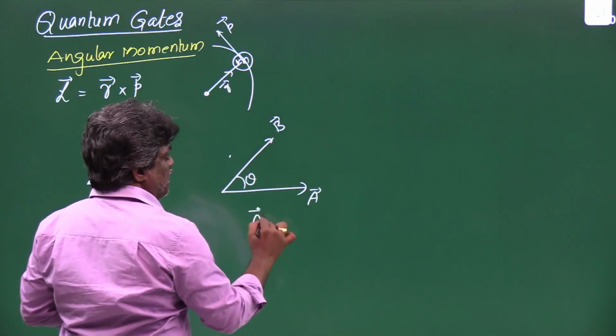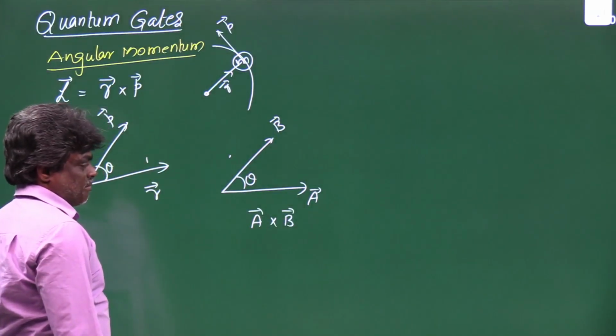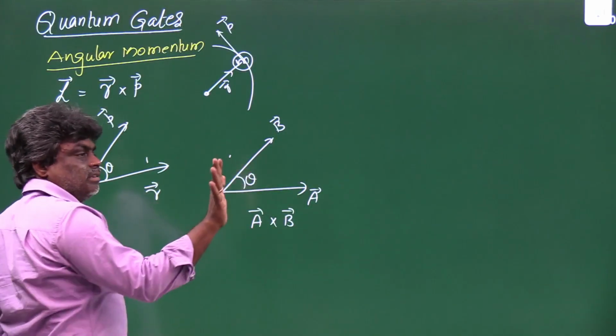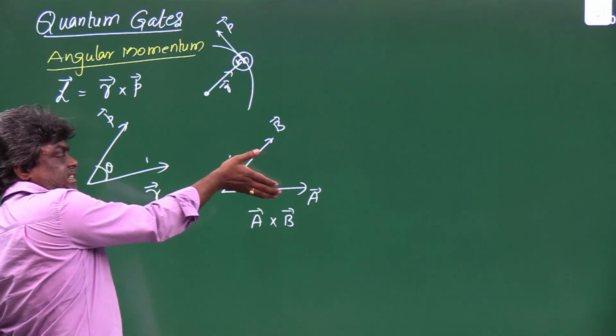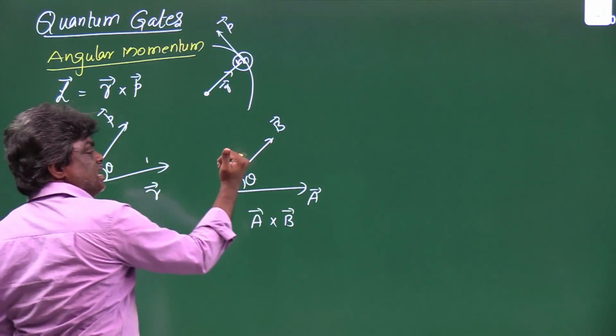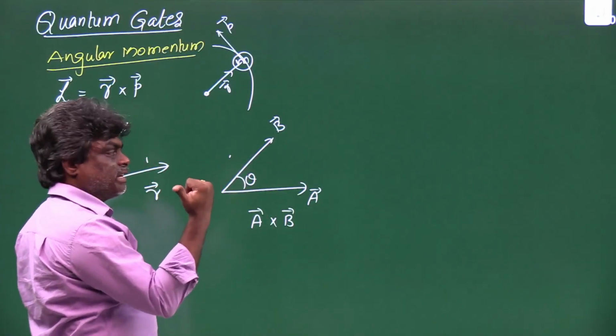Now I am finding A bar cross B bar. What is my first vector? A. So just put the fingers at the first A and just act like this. Rotate towards B and the thumb is coming out. That is nothing but the cross product direction.